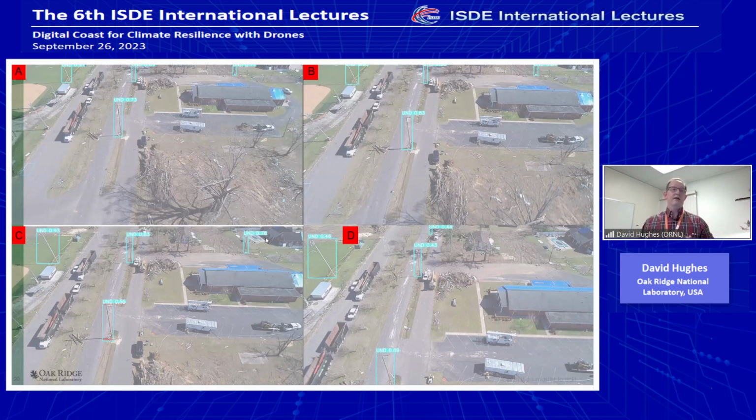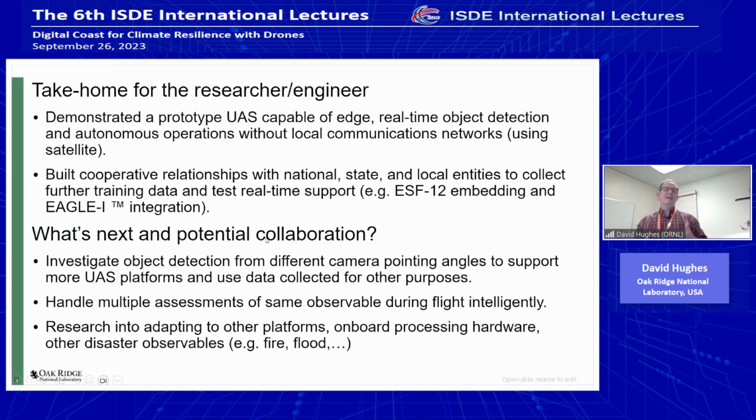So what you've seen in this first part of my talk is we've had the ability to demonstrate a prototype UAS capable of edge and real-time detection and working with our relationships with state, national, and local entities to actually collect and help current disasters that take place, hurricane and tornadic events.